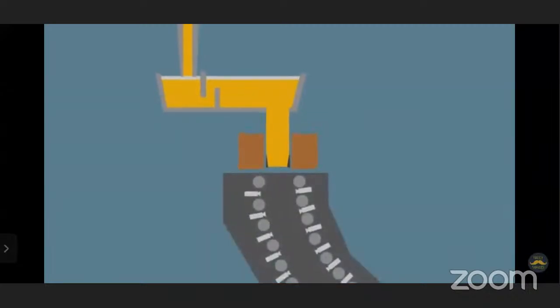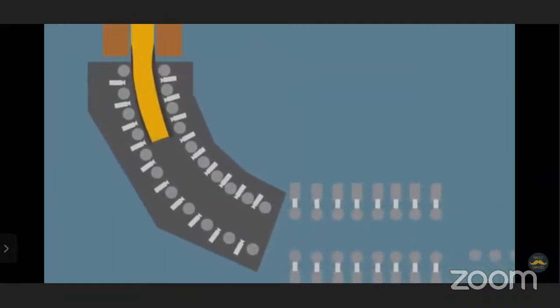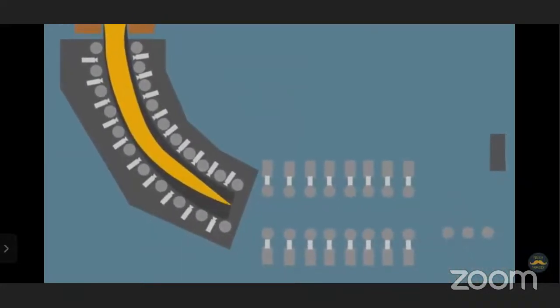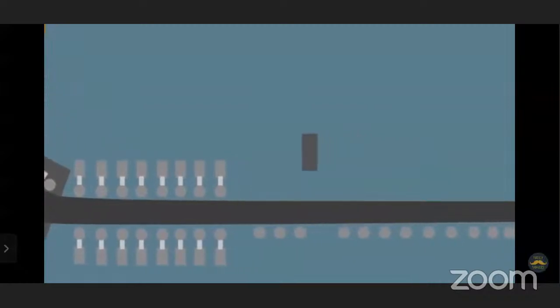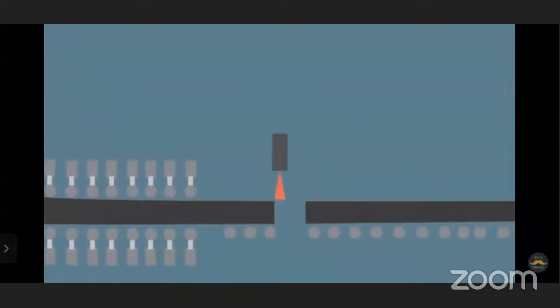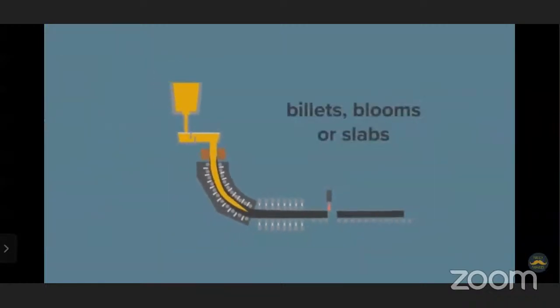The molds are oscillated to ensure that the solidifying shell does not stick and break. Flux is also added to aid lubrication. The steel shell grows as it is drawn down through a curved arrangement of support rolls and water sprays. It then emerges horizontally as solid steel strands and is cut to length with automatic gas burners. Depending on the size, these solid strands are called billets, blooms, or slabs.